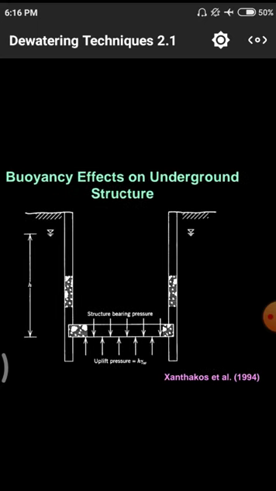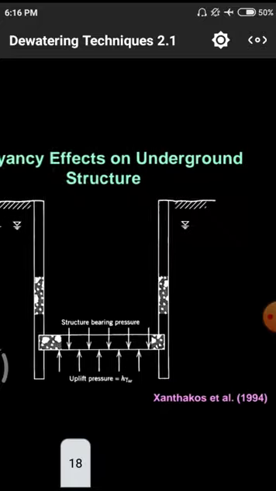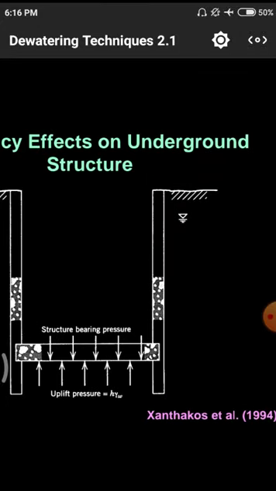Whenever there is a water medium on a particular soil stratum, there will be a force. Those forces are simply these buoyancy forces. The total structure soil pressure, that means the structural bearing pressure, in terms of foundation, has to distribute the stresses coming from the structure in terms of loads.